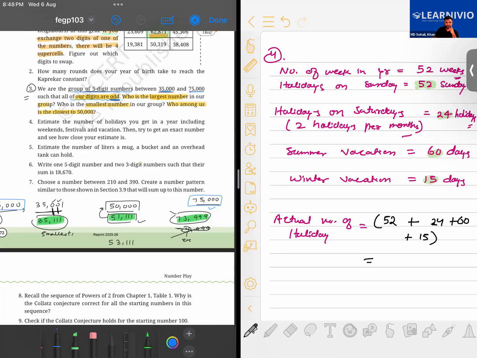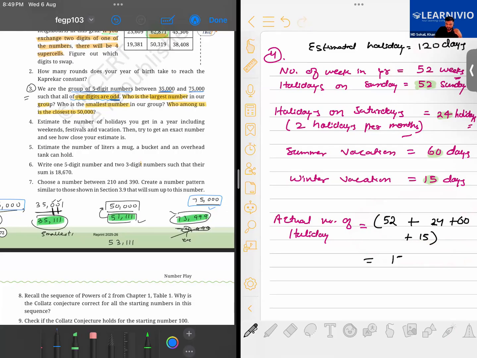Sir, 145. You are getting 145. Yes. Okay, what about others? Earlier, what was your estimated holiday? Sir, 151. By the way, we'll get back to this calculation in a minute. Earlier, what was your estimated holiday? Someone was saying 120, someone was saying 150, right?